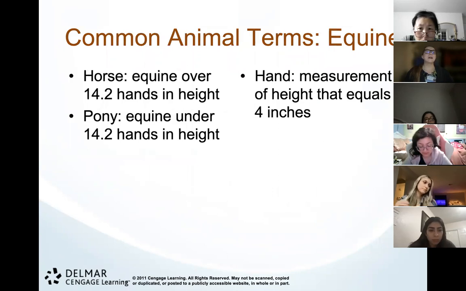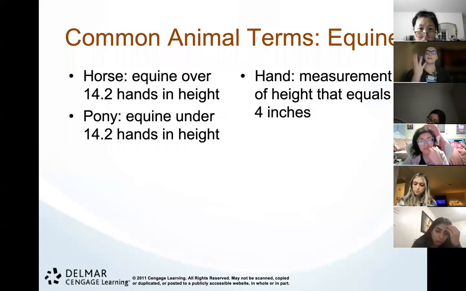Getting into some other facts about equines, when we are measuring their height, we measure equines' height in hands. So when I'm talking about equines, I'm talking about horses, donkeys, as well as mules and hinnies. So that's all together in that equine. So horses are generally 14.2 hands in height. So again, we don't measure them in centimeters or inches, we measure them in hands.